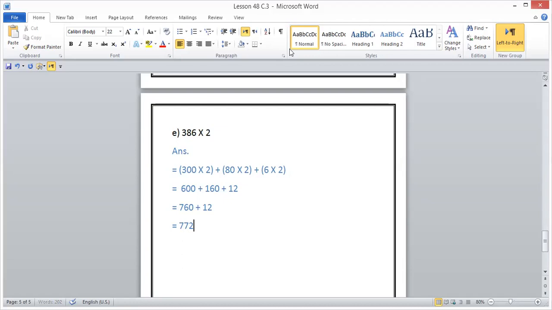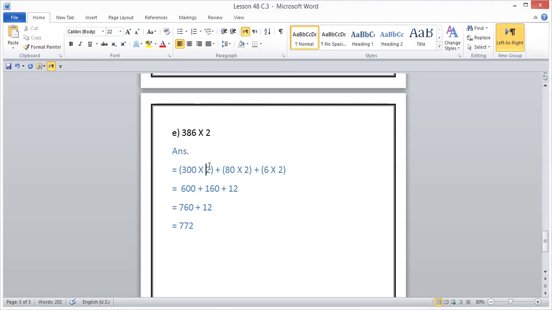That's very good. Good effort by Omar Hassan. Thank you. I'll repeat for you guys. 386, you break into the partition. You make the partition, you write their values, and each value you multiply by 2. 300 by 2 plus 80 by 2 plus 6 by 2.